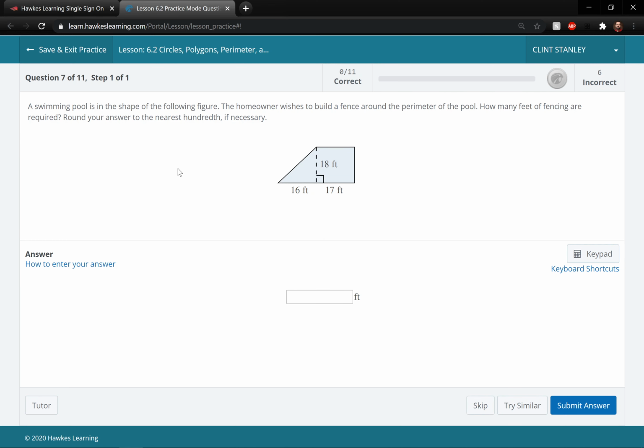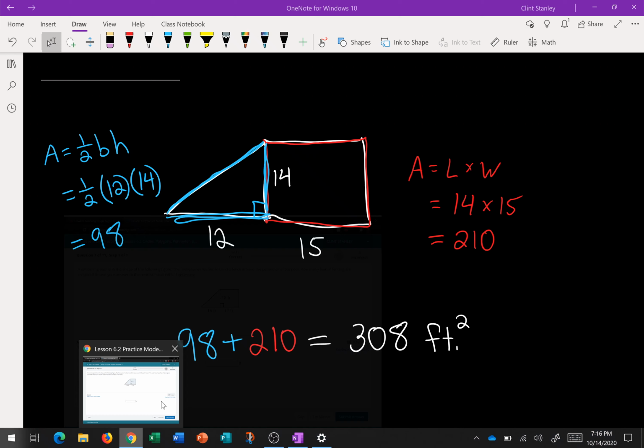Okay, but on this one, again, you have to read carefully. It says they want to build a fence around the perimeter of the pool. So how many feet of fencing is required? So it's not square feet. We don't want area. We want perimeter. Okay? So we've got 16, 18, and 17 are our dimensions here.